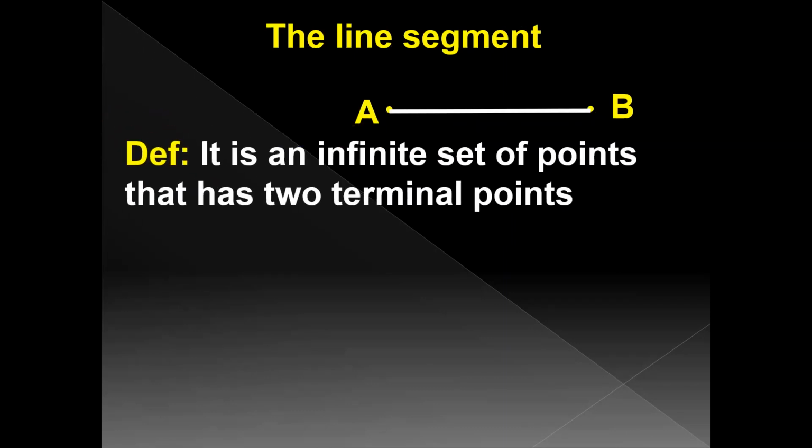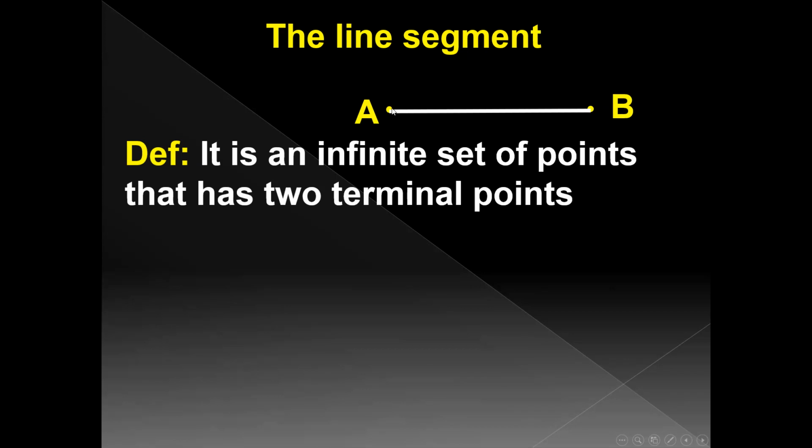First part is the line segment. What is the meaning of line segment? Line segment is the infinite set of points that has two terminal points. In the line segment, we have a starting point and an end point.